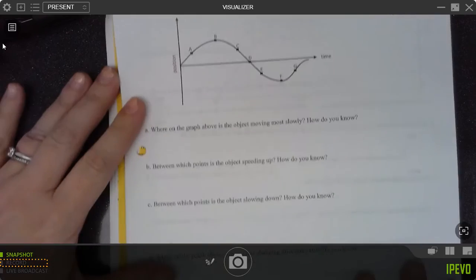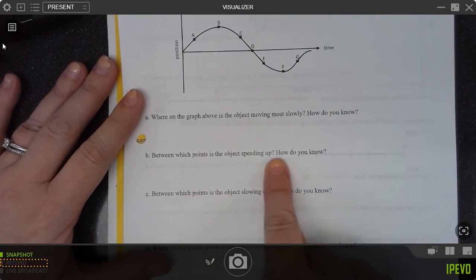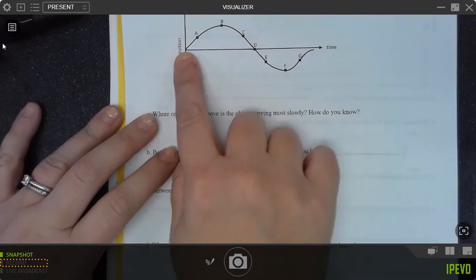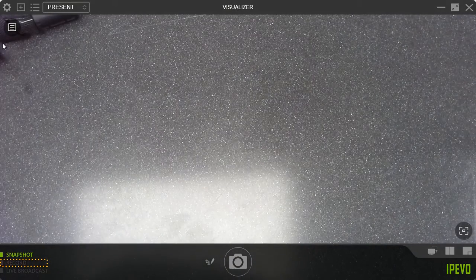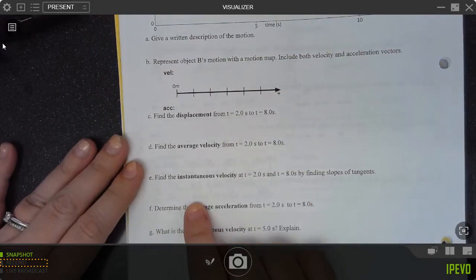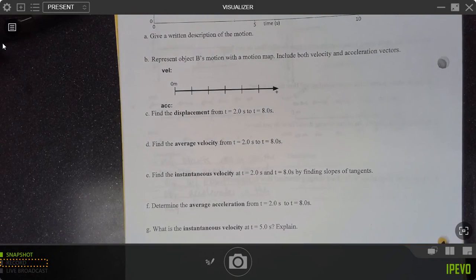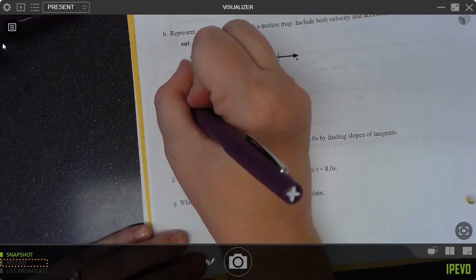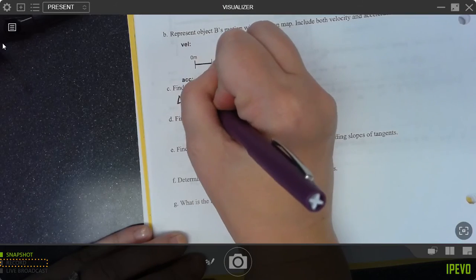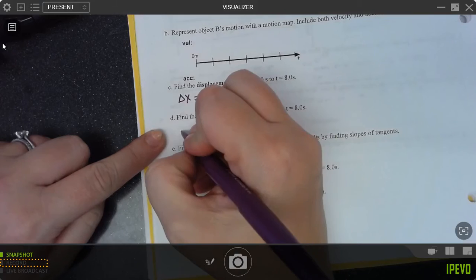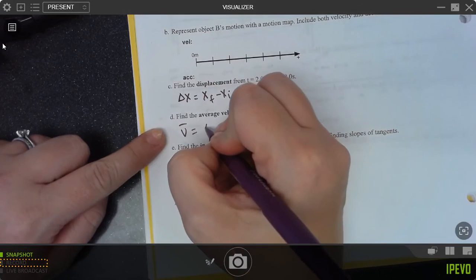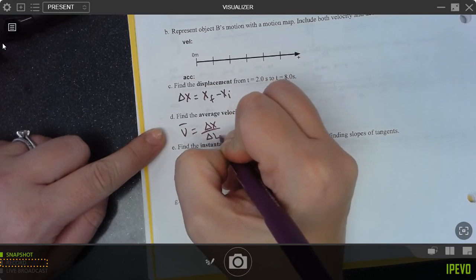So at the beginning, it'll ask you between what points the object is speeding up. All the points have names, and the names are letters. You should know that. On the second page, you're given some data that's already on a graph. And then there's some things here to calculate. So in case you don't have these someplace else, displacement is your final position minus your initial position. Your average velocity is going to be your displacement divided by your change in time.